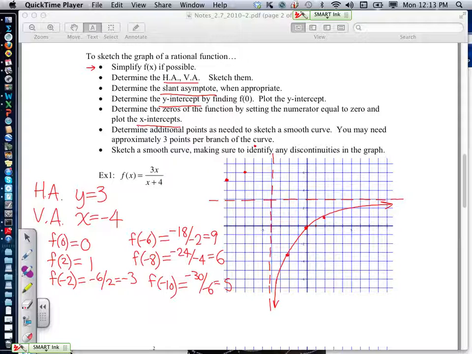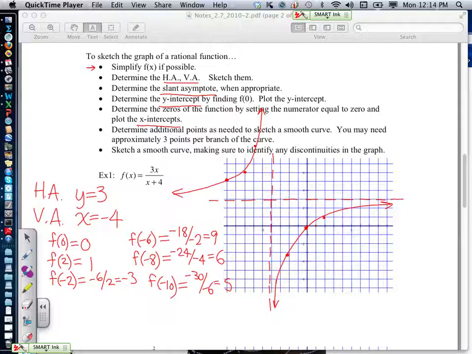So again, just connect those points with a smooth curve. Something like that. Okay? So that's pretty straightforward. We don't have any slant asymptotes. We don't happen to have holes in the graph or anything like that. But if we did, I'm sure you could fill that in.